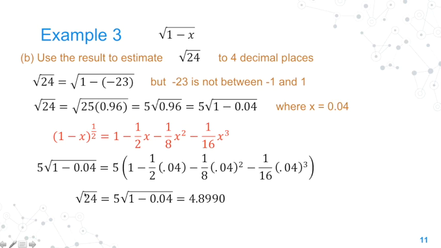4.8990. Now, what you can do is you can also get the square root of 24 directly, just to compare if our answer is a close approximate value, a close estimate to the actual answer from our calculator.